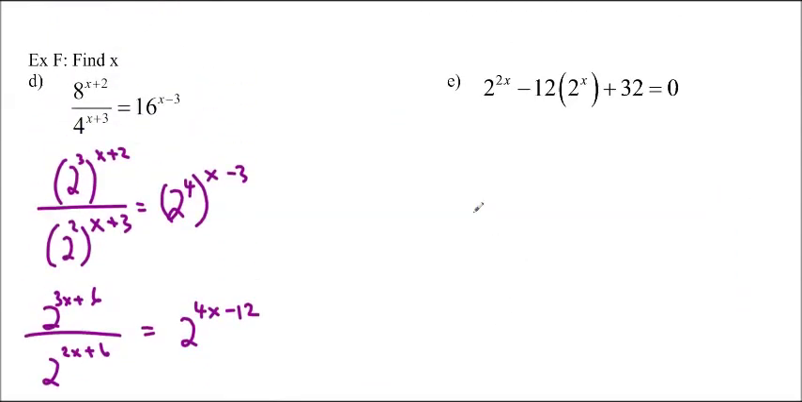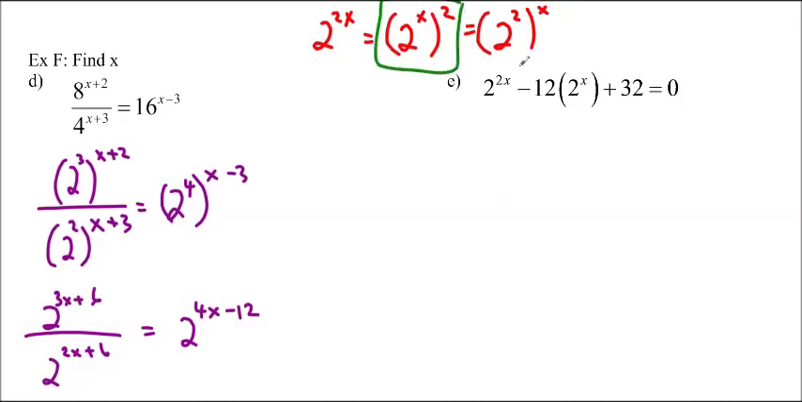Now this is, I think, the last one, and it's definitely the most complicated to think about. So the key here is that 2 to the 2x is basically the same as 2 to the x squared, okay? Which is also the same as 2 squared to the x. But this is the one that we really care about. Why? Well, because we're going to write this as 2 to the x squared minus 12 times 2 to the x plus 32 equals 0.